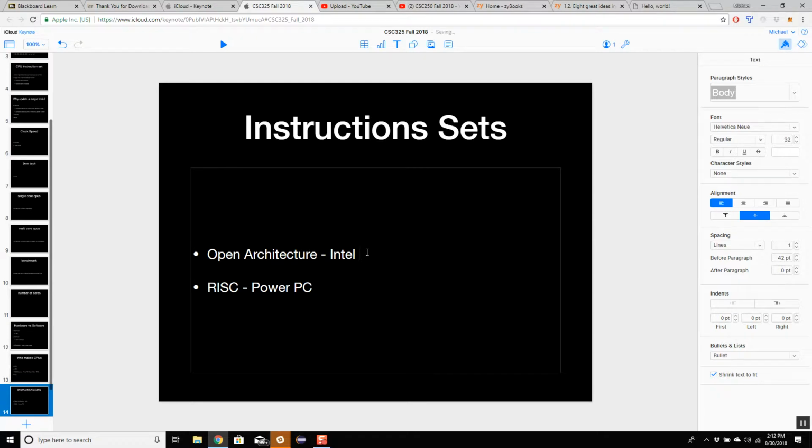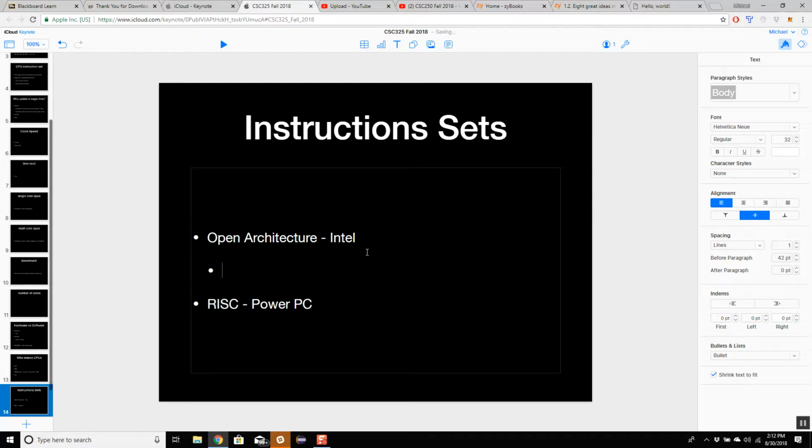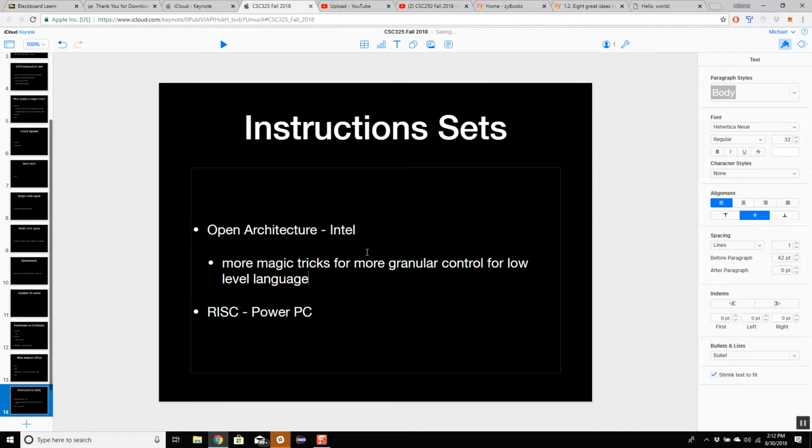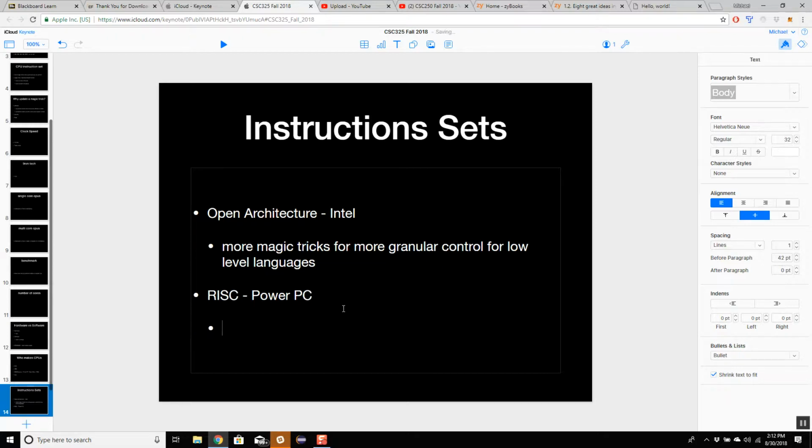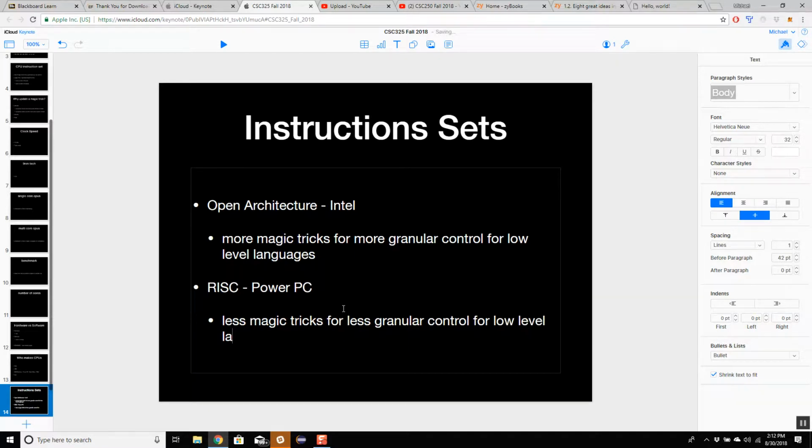So Intel open architecture. The premise of these guys is more magic tricks for more granular control for low-level languages. So there's our overlap with programming stuff. PowerPC, this is less magic tricks for less granular control for low-level languages.